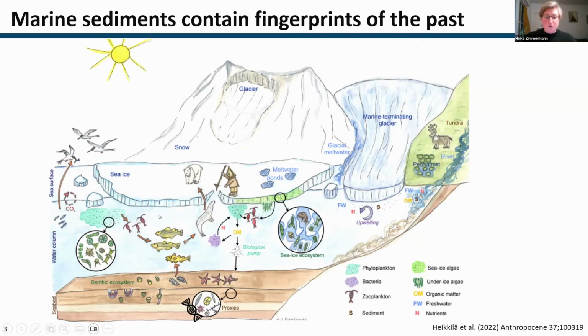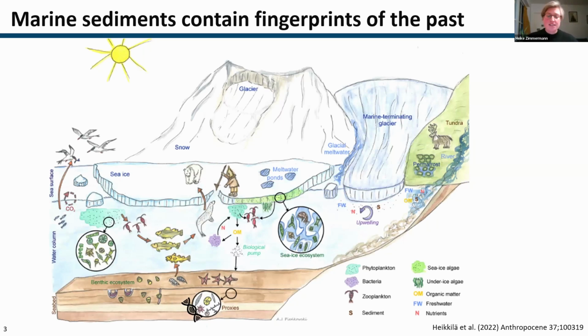Today I want to introduce to you one specific and relatively new proxy called sedimentary ancient DNA. Ancient DNA is giving us a lot of new opportunities, because if you look at this picture, you see that there are a lot of different species in the food web, and all of these species contain DNA. And the DNA can settle through the water column to the seafloor, where it can bind to mineral particles, get buried, and thereby also preserved over time.